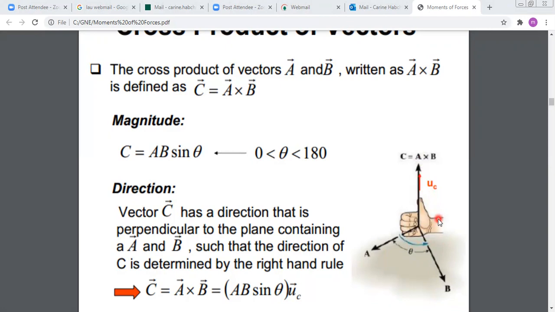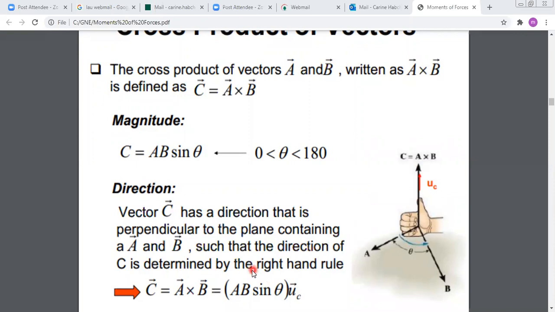Try to do it, okay? Put your four fingers along A and turn your four fingers towards B. Your thumb will point upward. So the direction is vertical here and the sense is upward. The right hand rule will give you the direction of C, and it is clear here that vector C is perpendicular to the plane formed by A and B. So always when you do A vectorial B, your resultant vector C will be perpendicular to the plane formed by A and B. Here, if A and B constitute the horizontal plane, then C will be along the vertical.